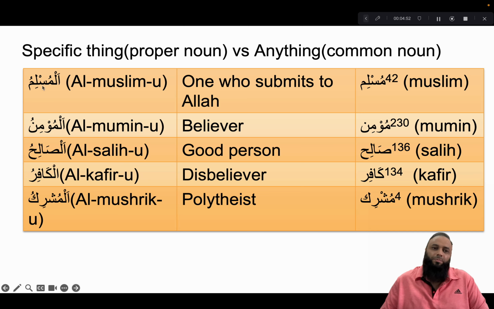And when you make it a proper noun, it becomes al-Muslimu, right? So al-Muslim or al-Muslimu. Generally while speaking, the last one is not pronounced. So al-Muslim makes it a specific noun or a proper noun, right? And then you have Momin. Momin is basically believer. So you have the English translation here, believer. And this is how you would pronounce it in English, Momin.